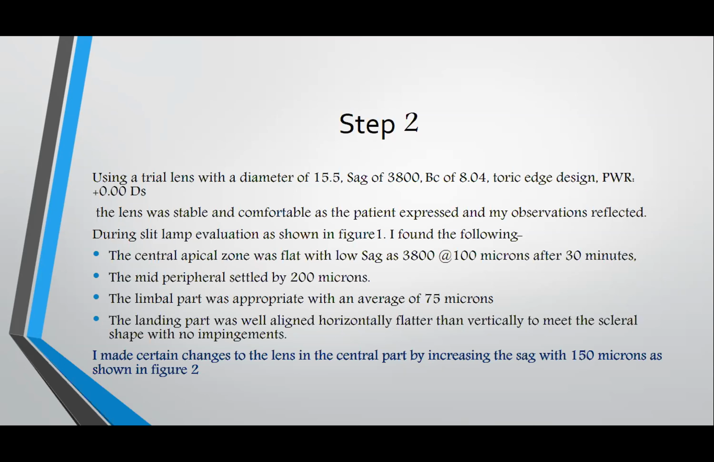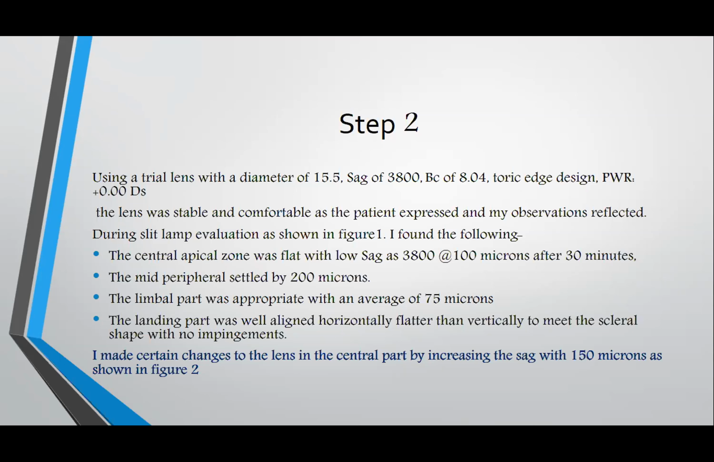The following was noticed: the central apical zone was flat with a low sag of 3,800 at 100 microns. After 30 minutes from the evaluation, I found only 100 microns of central clearance. The mid-peripheral was settled with 200 microns. The limbal part was appropriate with 75 microns. The landing part was well aligned, horizontally flatter than vertically. That reflects the eye shape of the patient, because the lens was stable and comfortable.